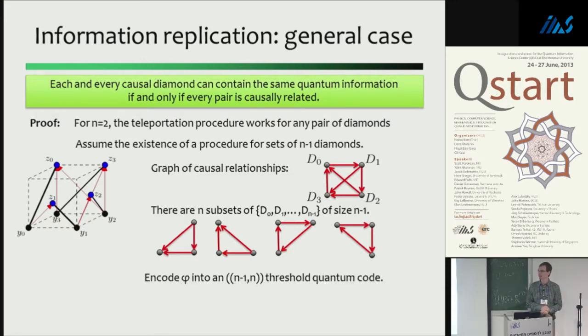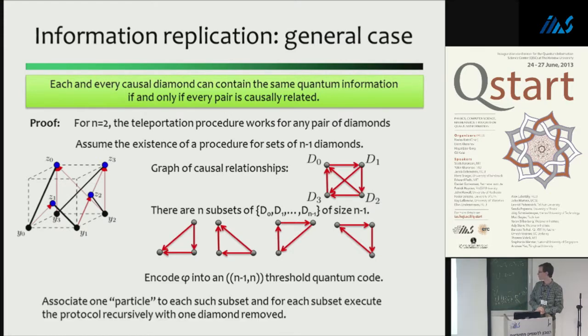We encode our quantum information into a threshold quantum error correcting code that has n shares, n particles, but we can recover from any n minus 1 of them. And then we associate one particle to each of these subproblems. Let's suppose that the request appears at location y1, so we ultimately want all the information to appear at reveal point z1.